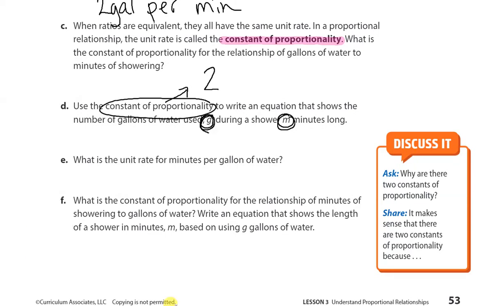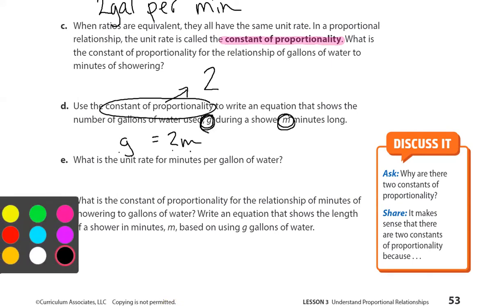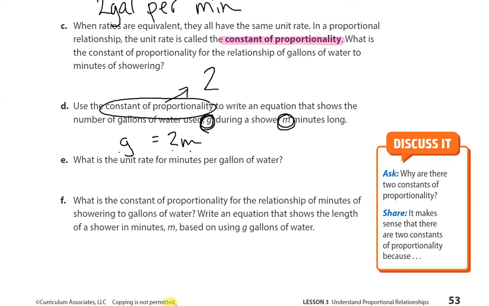So minutes, you take minutes, multiply it by 2 to get the gallons. No, opposite way, the way I did it. You want to take the minutes multiplied by 2 to get the gallons. And if you recall from 6th grade, whenever you have a number and a variable touching, there's an invisible multiplication sign there, it means multiplying. So we have 2 times m equals g.